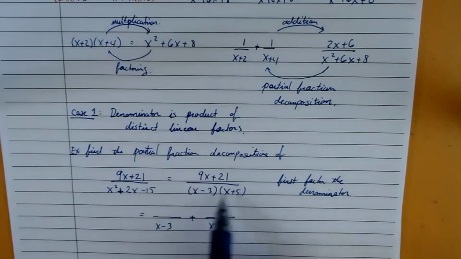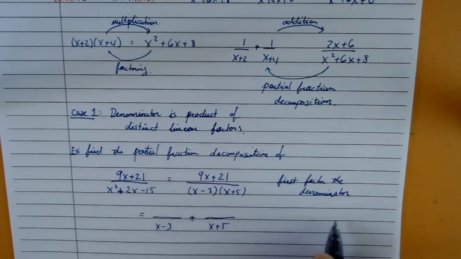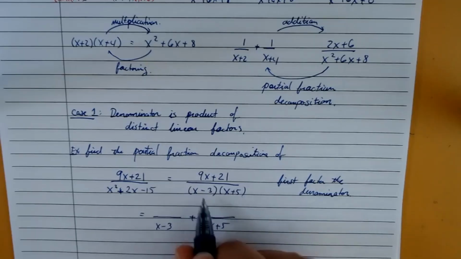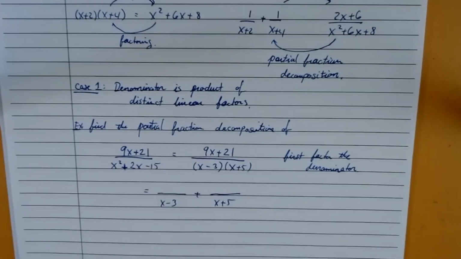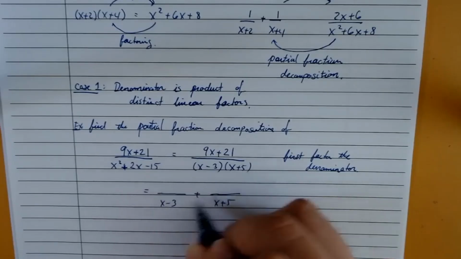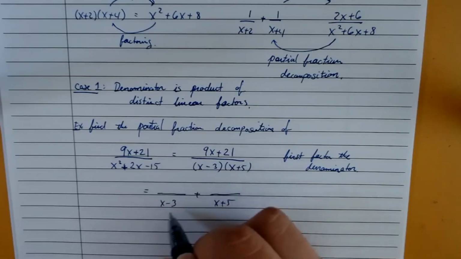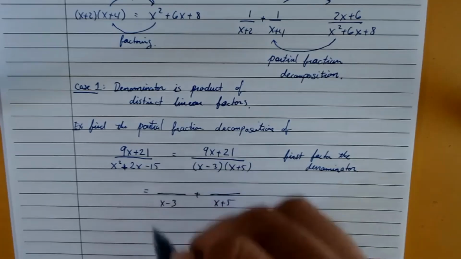If there were 3 factors, we would have plus 1 more. If there were 4 factors, plus 1 more. You'd have one rational expression for each factor of the denominator. The numerator, we don't know what it is. If we did, we'd be done. Okay, so what is the numerator going to be? We don't know. Okay, so for now, we're going to use a placeholder.